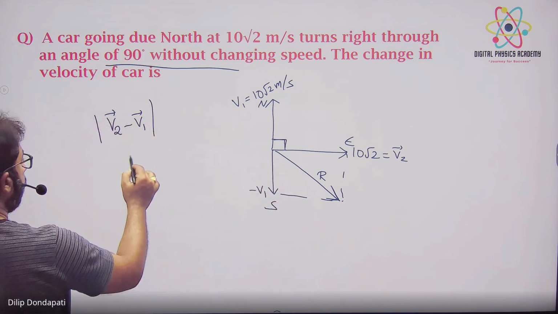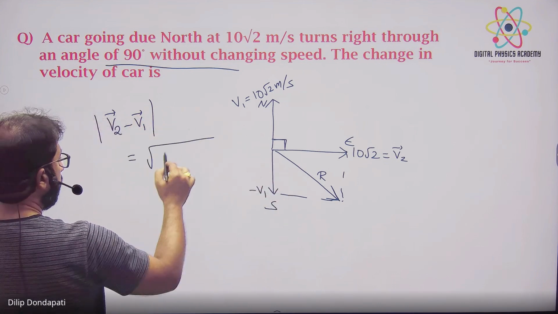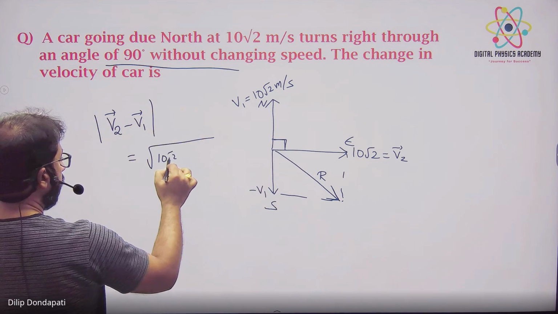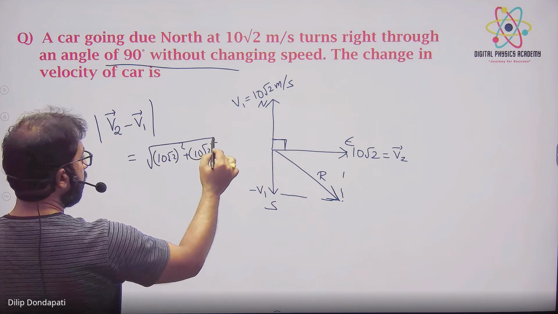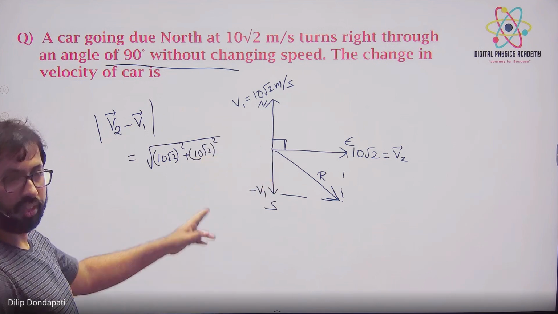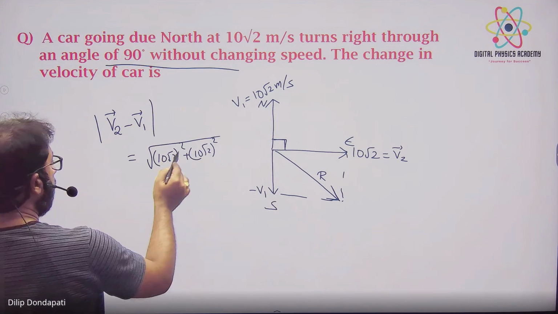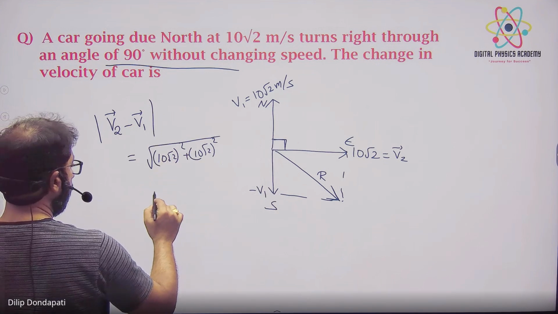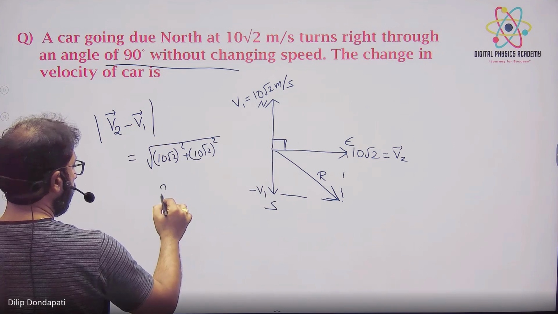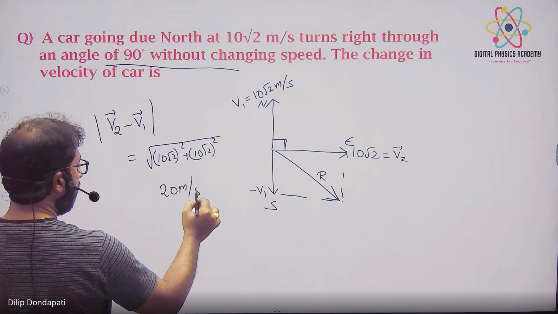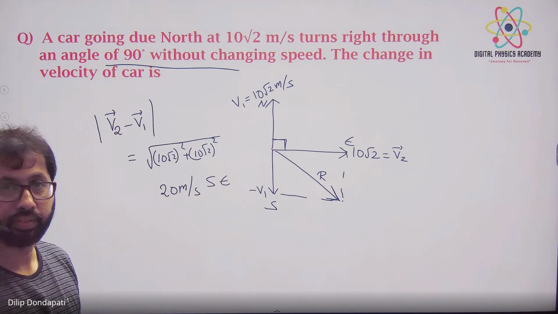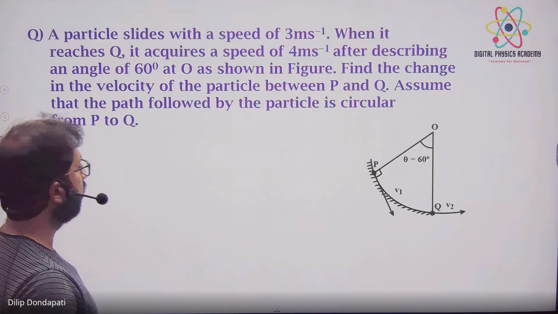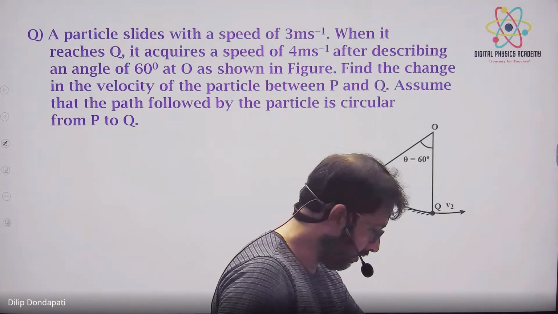Under root, आया ना आपको सब लोगों को? 10 root 2 whole square plus 10 root 2 whole square, minus cos 90 तो 0 हो जाएगा. इसको सॉल्व करना है. कितना होगा? 100 into 2 is 200. 200 plus 200 is 400, so 20 meters per second, southeast. चल नेक्स्ट करो. देखते हैं.